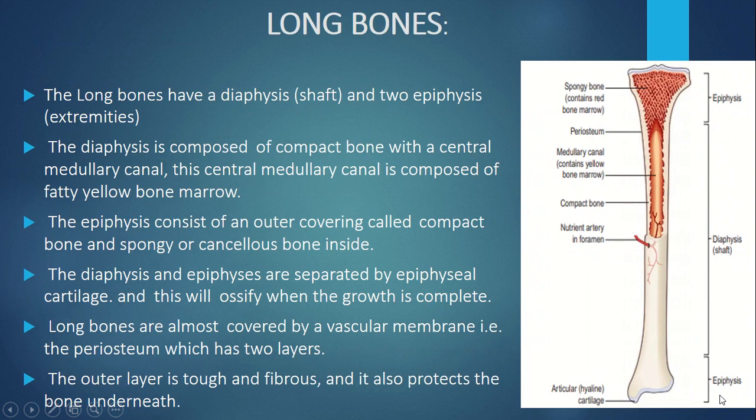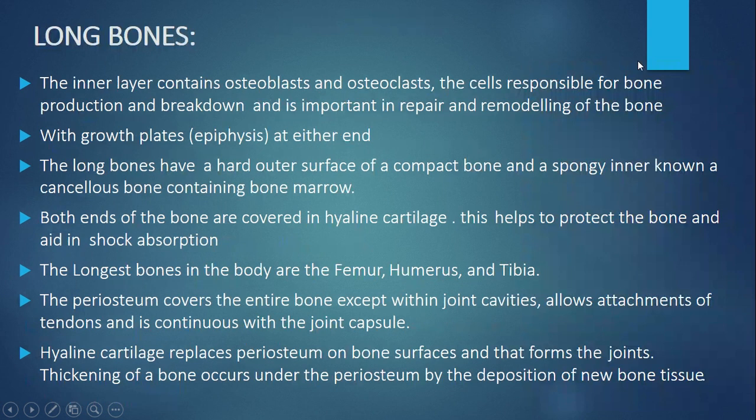So I told you this small blue colored one, that is the hyaline cartilage, is present in both the ends of the long bone. The longest bones in the body are the femur, humerus and tibia. Femur, that is the leg bone. Humerus, that is the hand bone, the forearm bone. And the tibia, that is the lower leg.